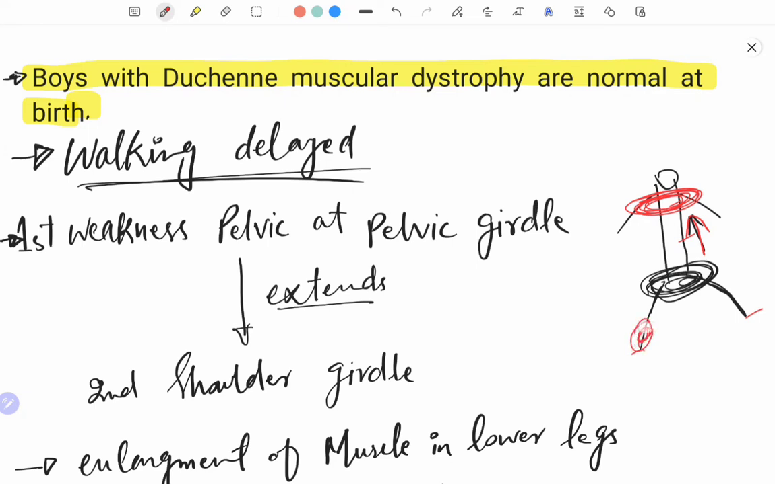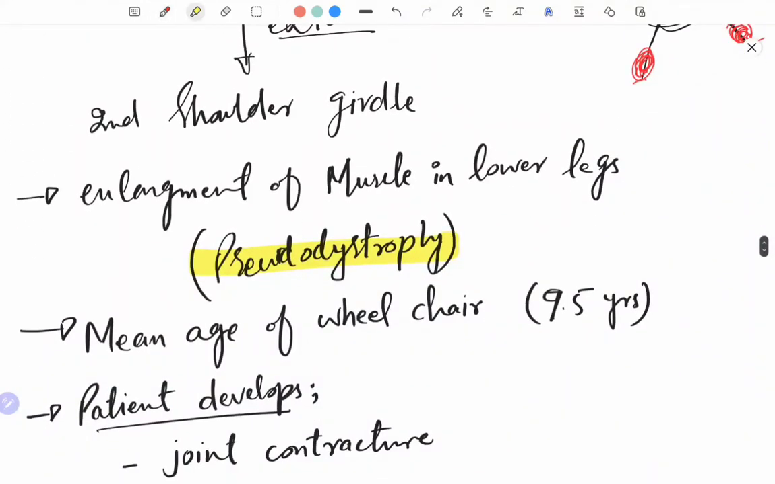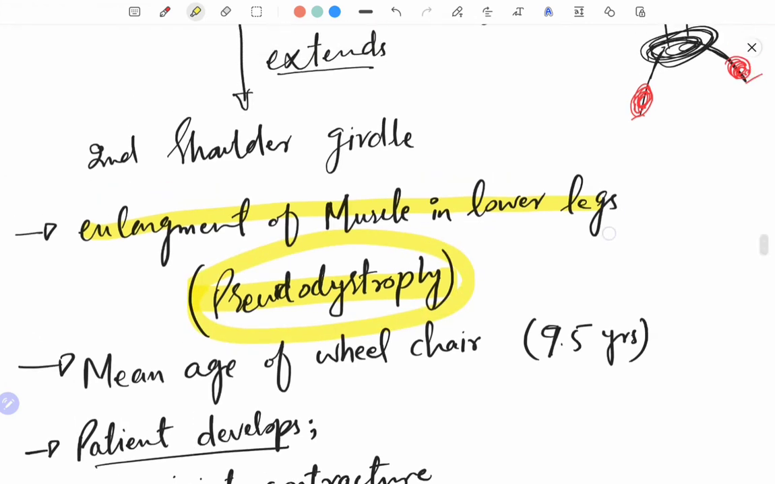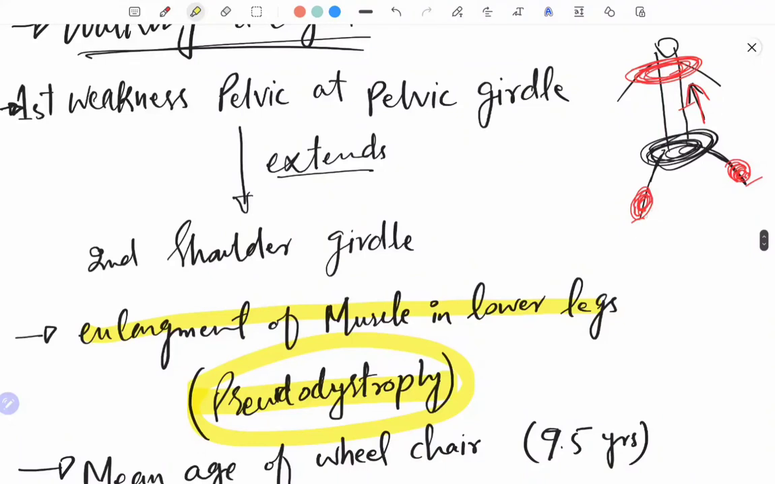Here in the lower legs is hypertrophy. Why is there hypertrophy? We will talk about it with the graphical representation. Enlargement of the lower leg muscles. This is pseudo hypertrophy, and one thing I want to tell you about the pseudo hypertrophy: there is fatty infiltration here. Fatty infiltration.